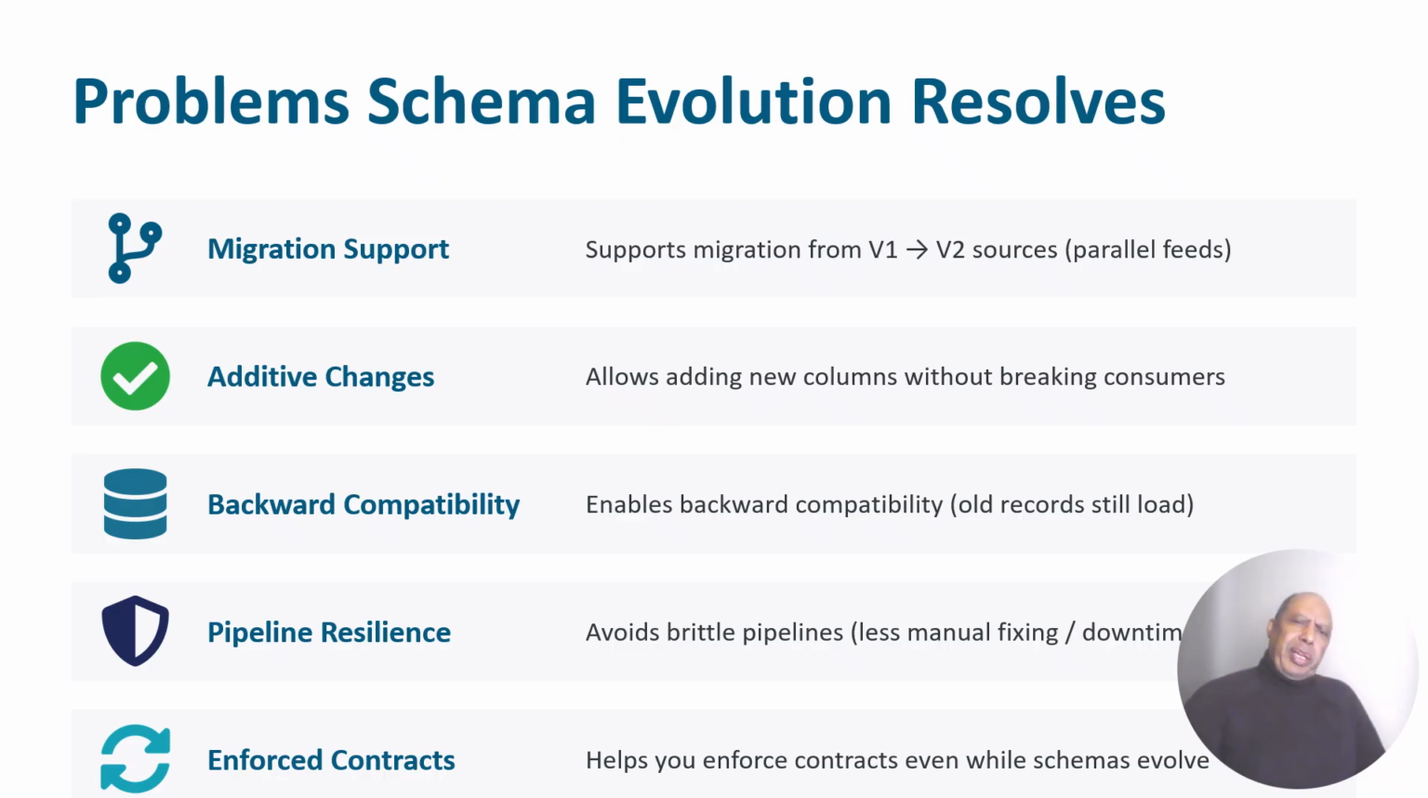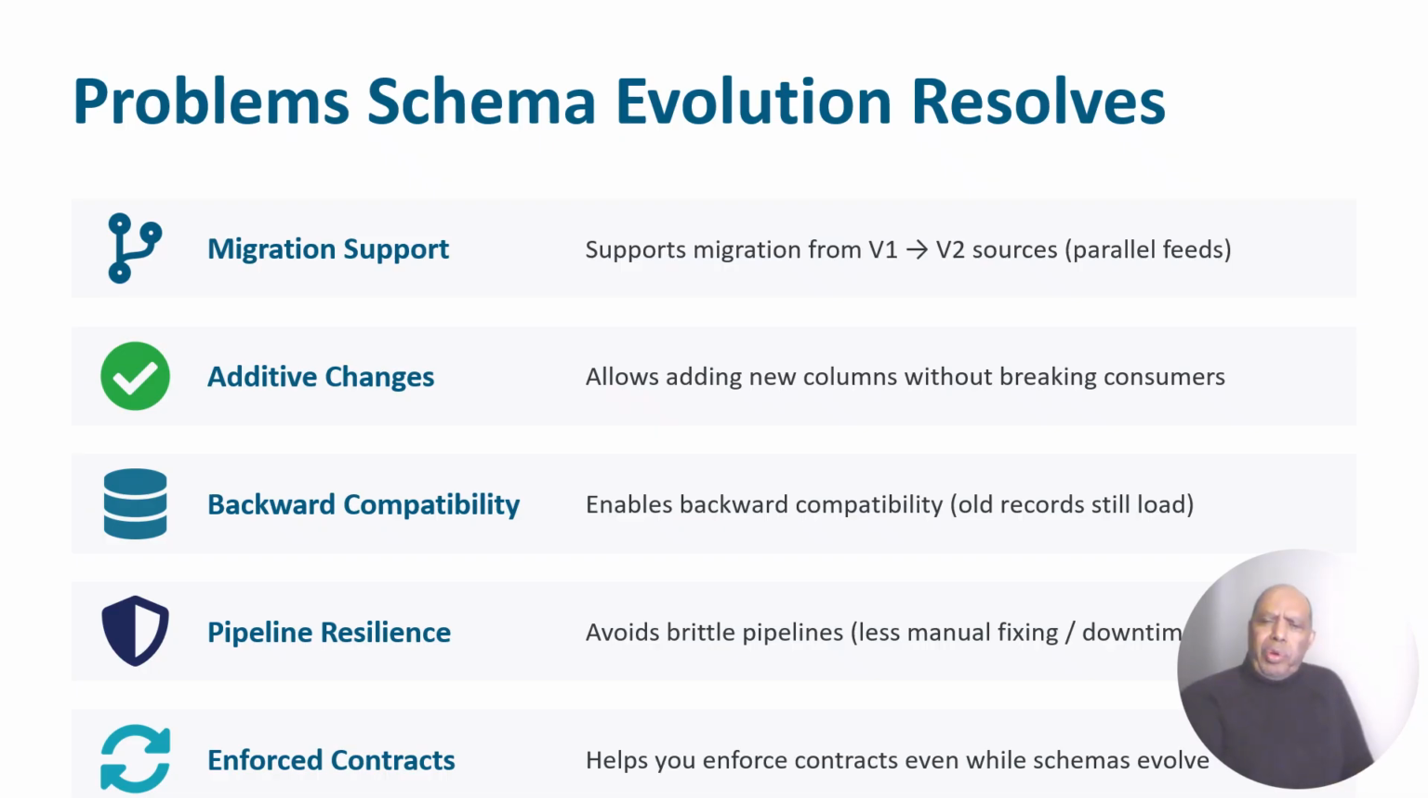Now, number 2 is additive change. The most common schema change is adding a new column. So with schema evolution, you can add columns to the source without breaking every downstream consumer. The new column just shows up as nulls for historical records. Clean, simple, safe.